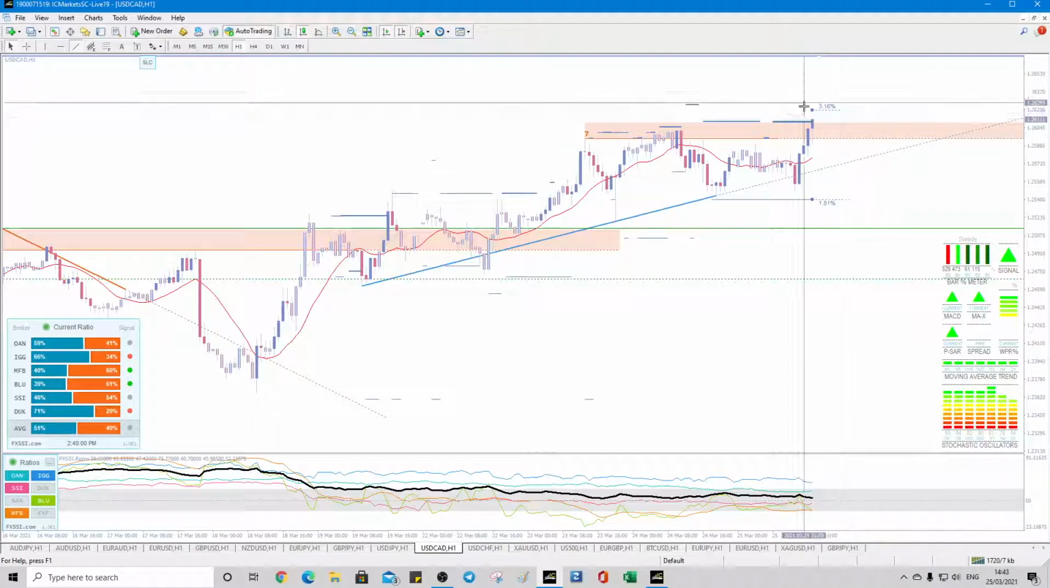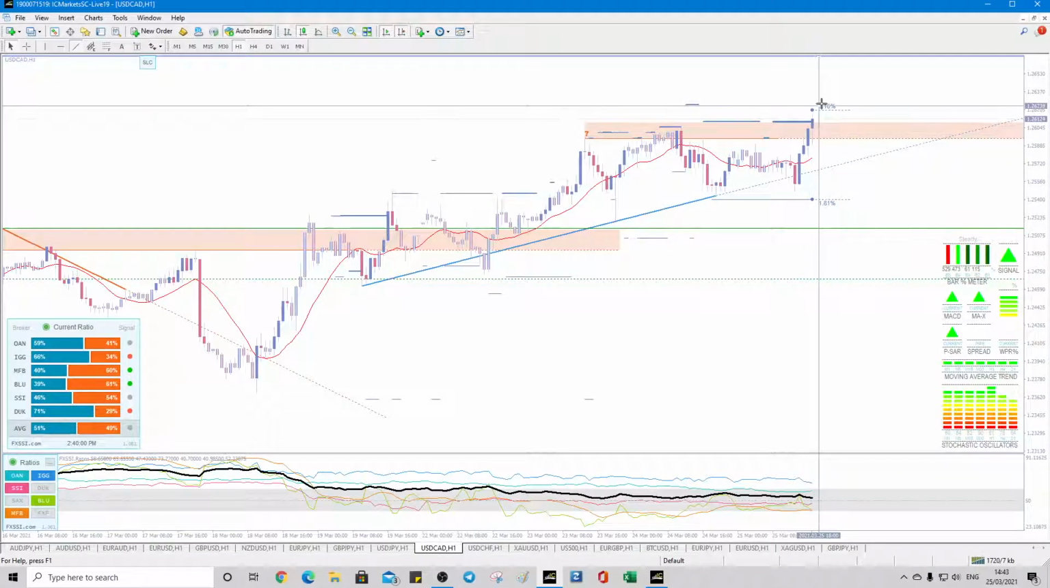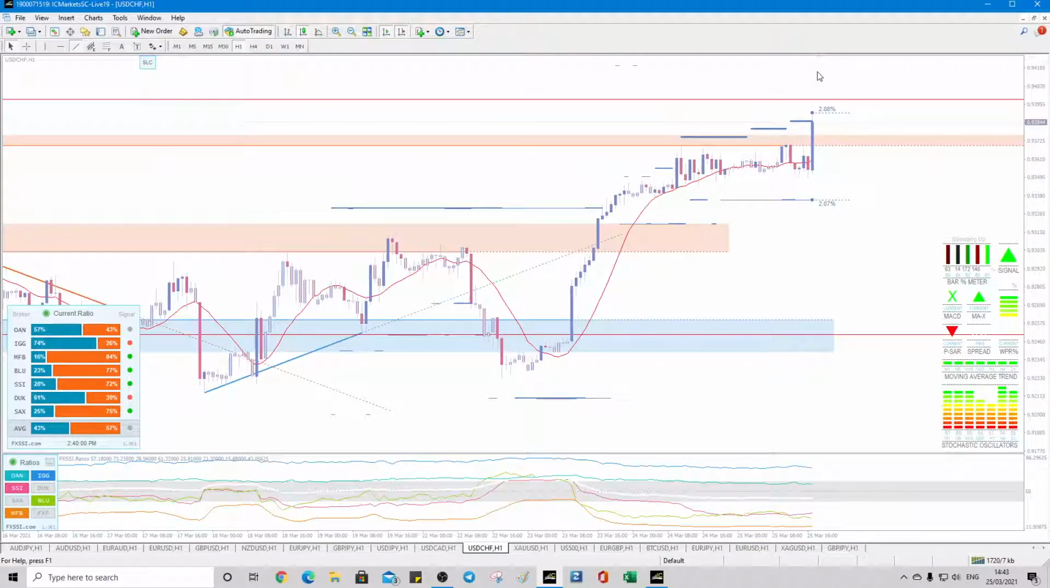You note that the size actually reduced, so they did get stopped out. So we could potentially see a reversal because the size was smaller. If the size gets larger, then it will push price to punish them. So they did get stopped out. So that's of interest. Definitely have a look at the SSC indicators. They are amazing. Dollar Swiss.